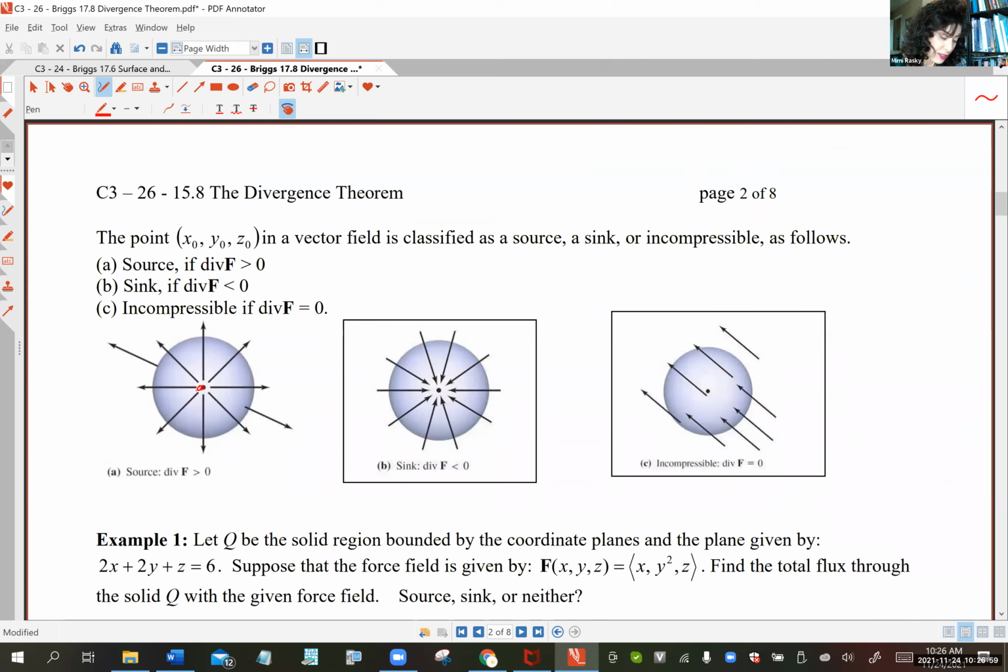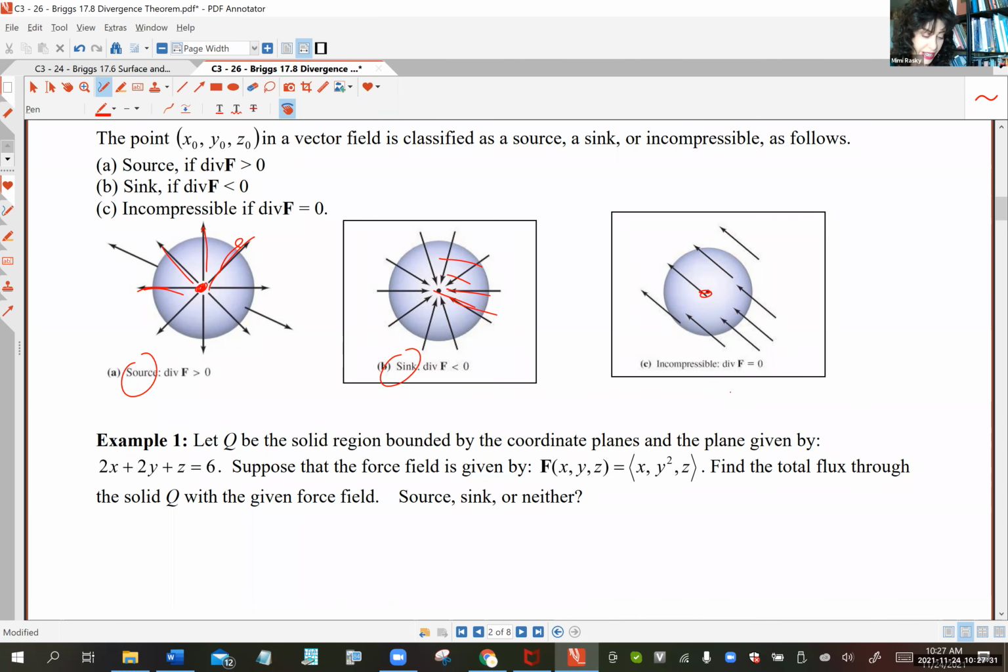Here's a point, and notice that you've got more bananas, if you will, directed out than going in. So your divergence is going to be positive, and that's a source. If you've got more vectors going in, that means your point is a sink. And at this point, if you don't have more going in than going out, you've got pretty much the same flowing in as flowing out, and that's what they call incompressible.